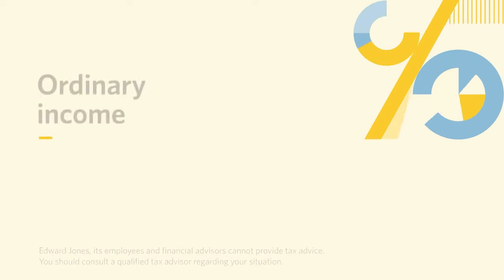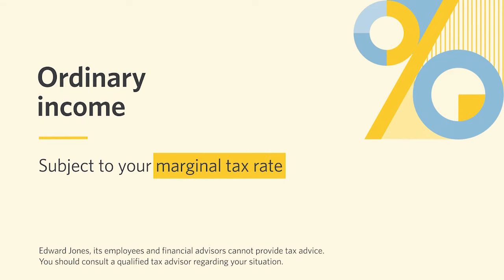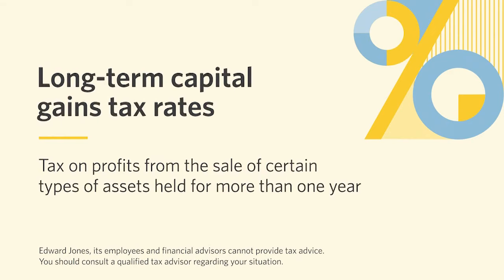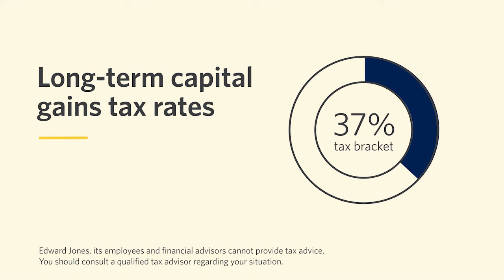Generally, there are three types of taxes to consider as we discuss investments. First is ordinary income. This is the type of income subject to your marginal tax rate. Next, we have long-term capital gains rates. This is tax on profits from the sale of certain types of assets held for more than 1 year. For federal tax purposes, this rate is generally lower and therefore more favorable than your marginal income tax rate. For example, if you're in the 37% tax bracket, your capital gains rate is going to be 20%.